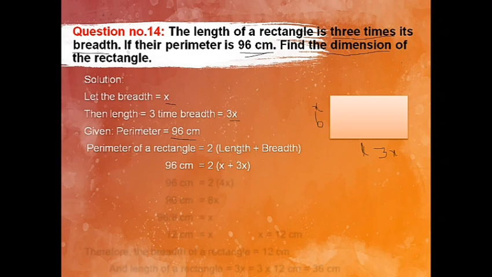Sorry, here we have to write 3x as it is the length, and here we will write only x. Make your correction. Okay, so then 3x plus x will be equal to 4x. So here we will write 96 centimeter equals 2 into 4x. Now 2 into 4 will be equal to 8. So that is 2 into 4x is equal to 8x. So here we will write 96 centimeter equals 8x.